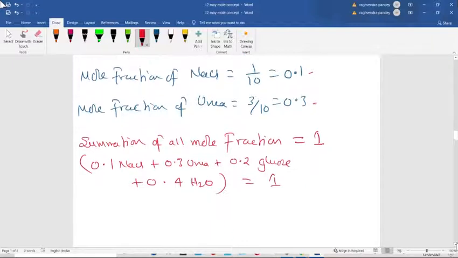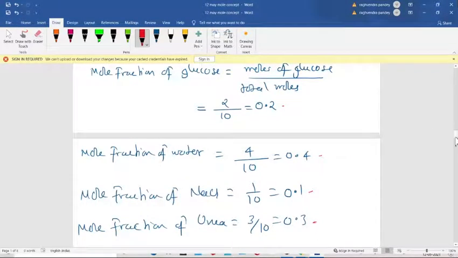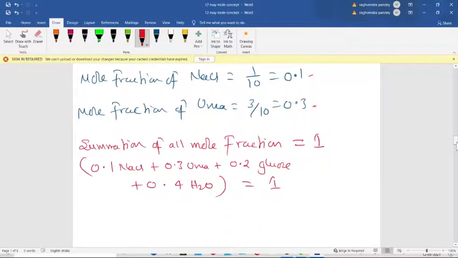Should I scroll up? Okay, so that is the summation of all the mole fractions. I should write mole fractions. The summation of mole fractions is always 1.